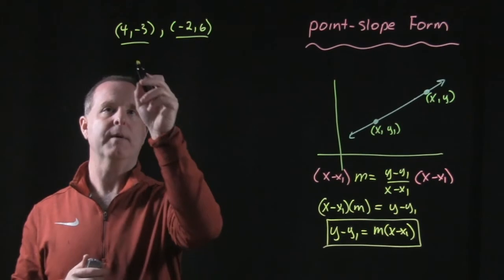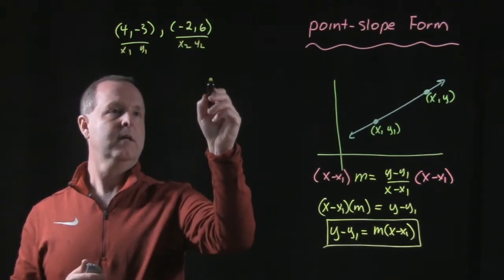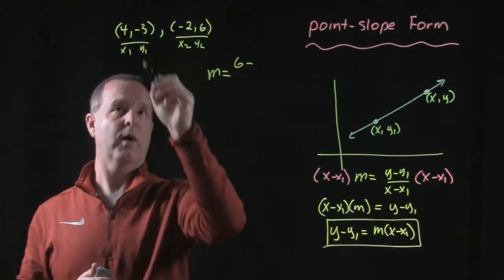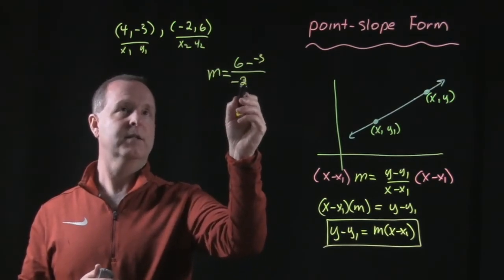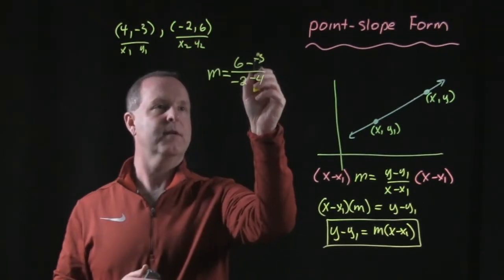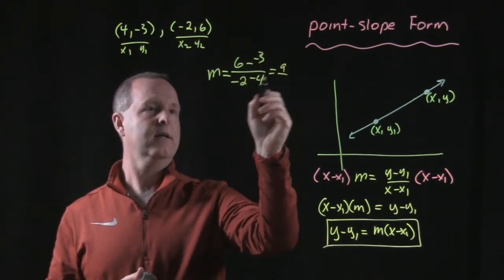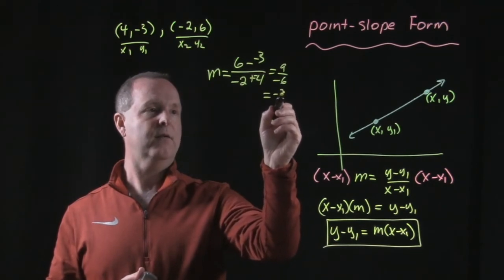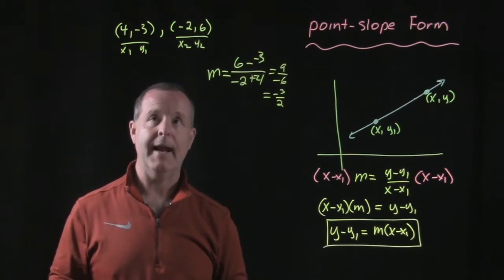So let's figure out what the slope is here. Let's make my x1, y1s, x2, y2s. So slope equals y2 minus y1 all over x2 minus x1, minus 2 minus 4. And then just clean that up. That was a 3, wasn't it? So 6 minus a minus 3 equals 9 over a negative 6. And that reduces down to negative 3 halves. All right, we have a point and a slope.